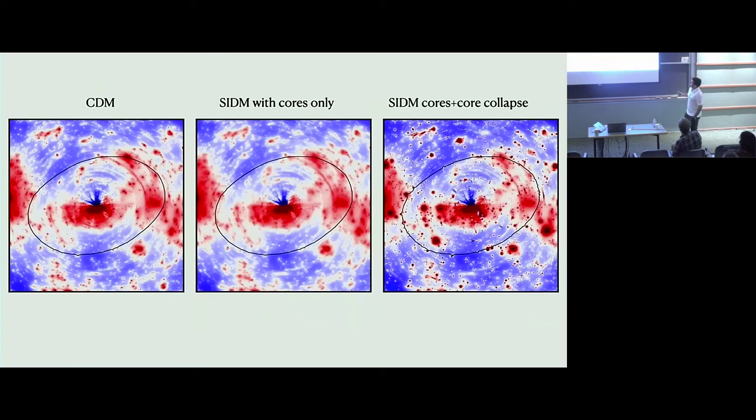What you see here is in CDM, you get something that looks reasonable. If you allow core formation to happen in self-interacting dark matter, you remove the cusps of these halos, which is part of the phenomenology that has motivated interest in SIDM. And then if you allow some significant fraction of them to core collapse, then you can see by eye what happens to the critical curve here, which in this case is serving as a proxy for the magnification of images.